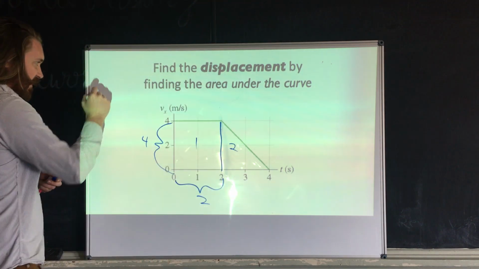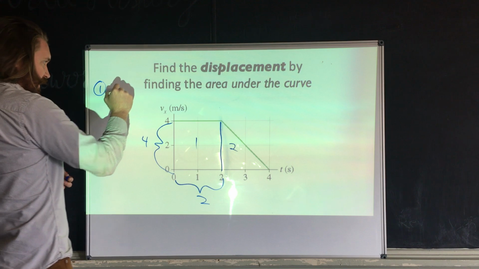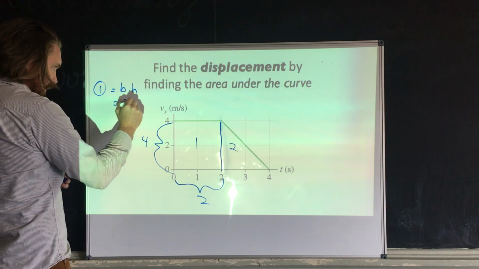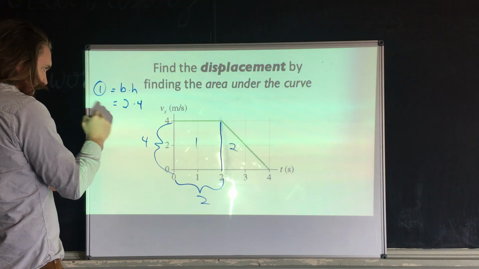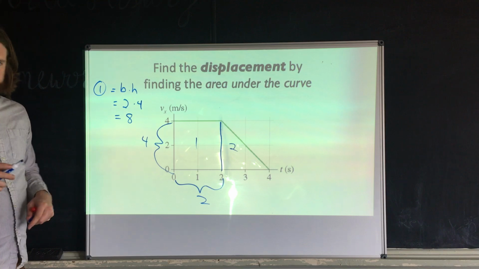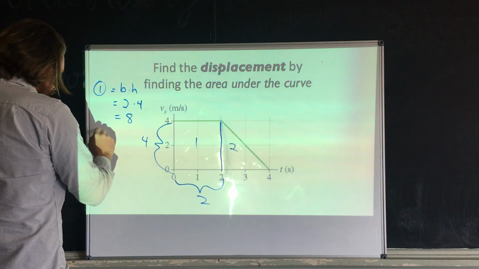To find the area of 1, it equals the base times the height, which is equal to the base 2 times the height 4. So the area here is equal to 8. Boom. Easy, right?